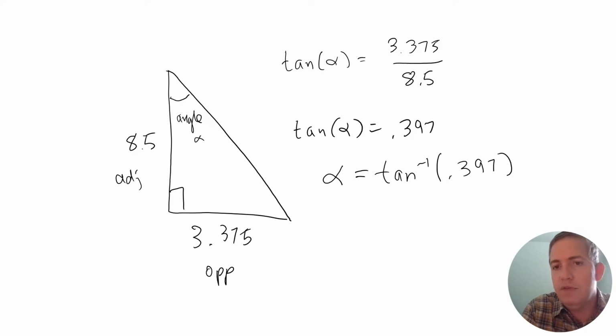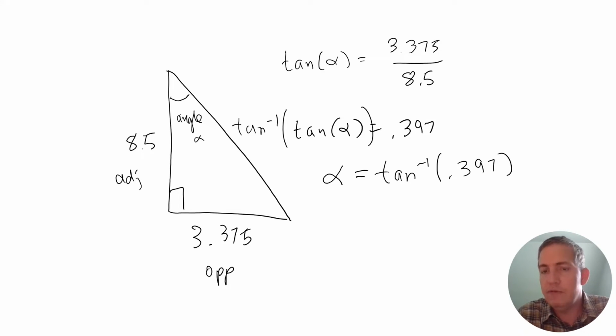Anytime you have tangent of the angle equals a number, or sine of the angle equals a number, or cosine of the angle equals a number, you always just take the inverse of that function. Technically what you did was you took the tangent inverse of the tangent, and that gave you back the angle. And then that's going to give you the tangent inverse of 0.397.